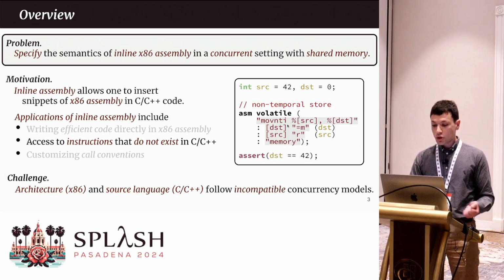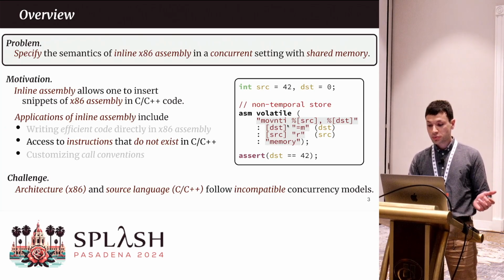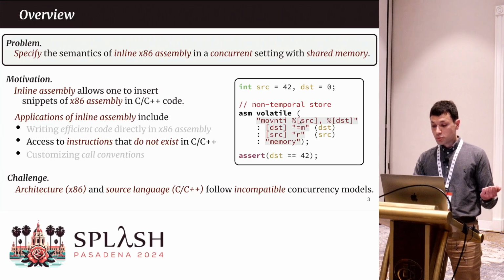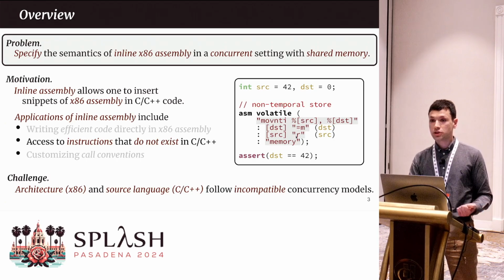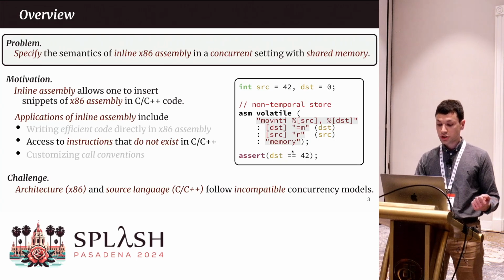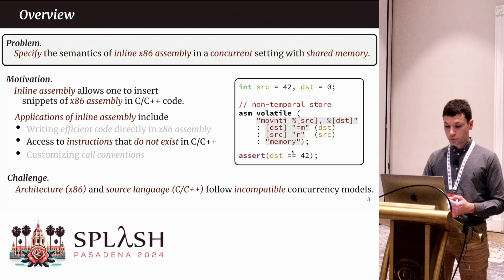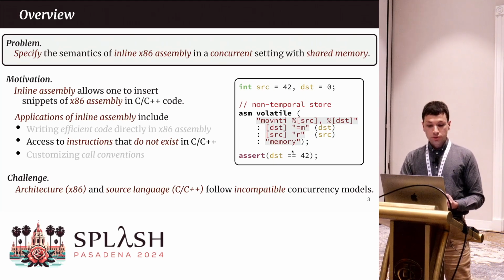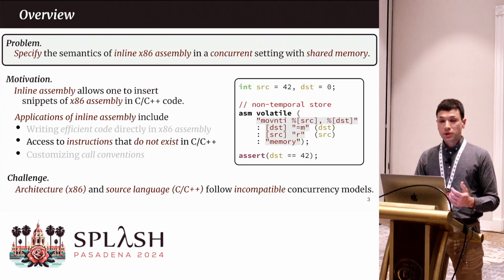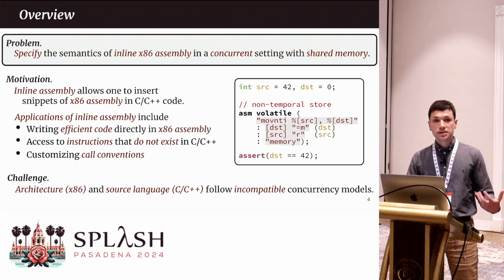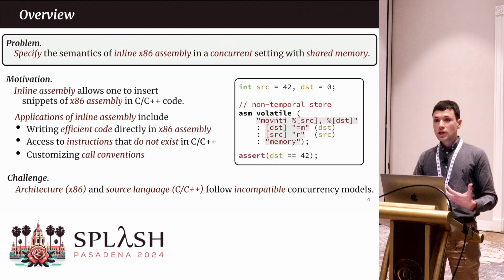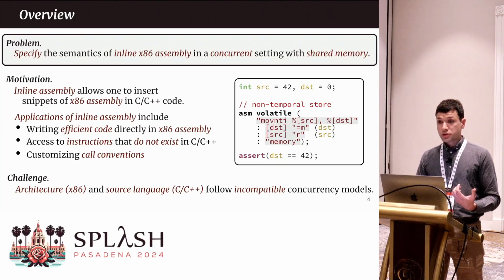block. All that we need to know to understand this example is that this non-temporal store is going to move the value 42 to the variable destination. So by the end of the execution of this inline assembly block, the variable destination will store the value 42. So the challenge of devising semantics for concurrent programs with inline assembly is that the architecture, x86, and the source language have incompatible concurrency models.